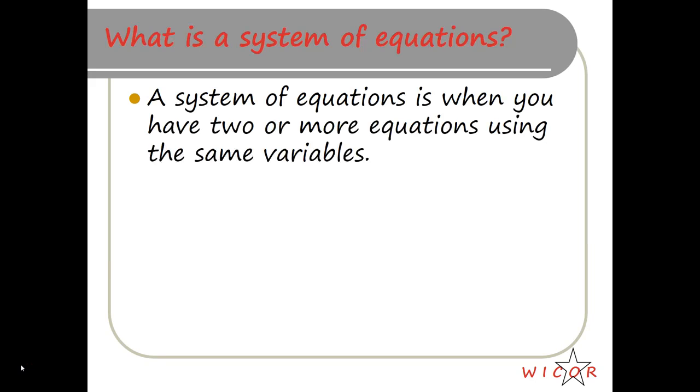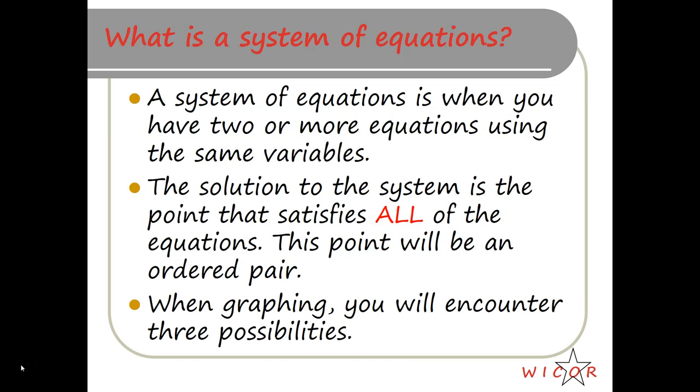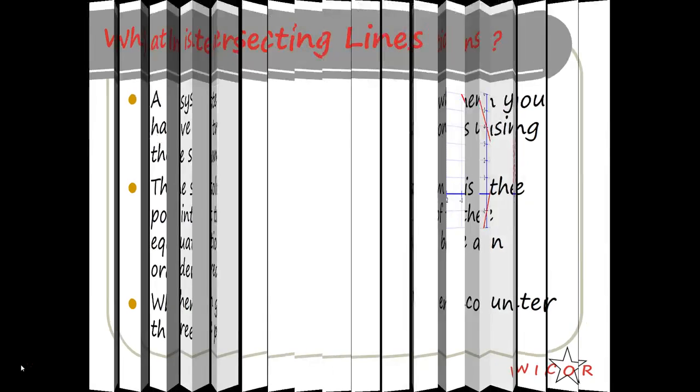So it's when you have two or more equations using the same variable, and your answer is always going to be an ordered pair. So when we graph them, we're going to see where our two lines touch. However, as you see in the last bullet, there's three possibilities. So some of our lines may not touch, or they may touch the whole way through. And I'll show you what I mean when we get to those examples.